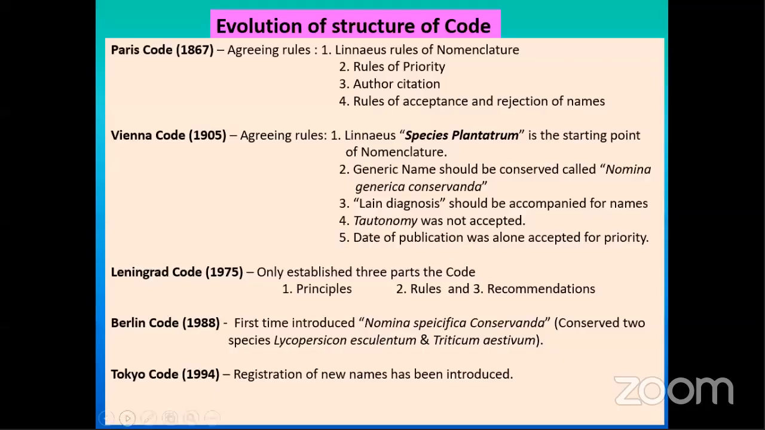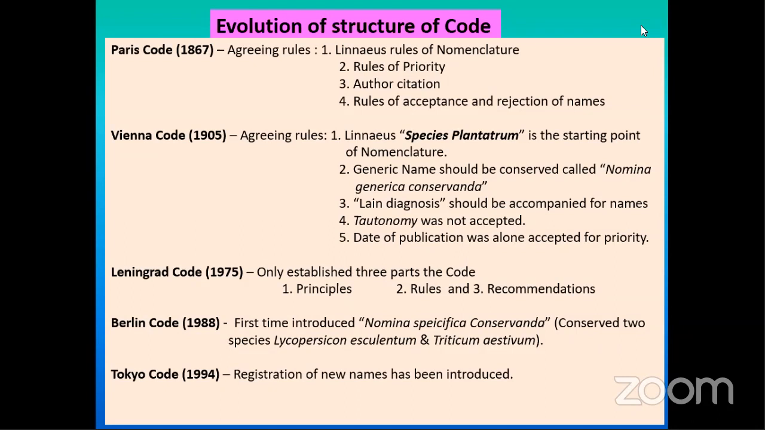Next, we'll go into every principle. I told you already about the evolution of the structure of the code. This structure has evolved from different codes at different times. The Paris Code in 1867 agreed the rules like Linnaeus's rules of nomenclature, because in 1753 Linnaeus published the known plant names in the binomial system. So that was approved by this code in 1867. And rules of priority, author citation, and rules of acceptance and rejection of names. These are the four important decisions taken from the 1867 Paris Code.